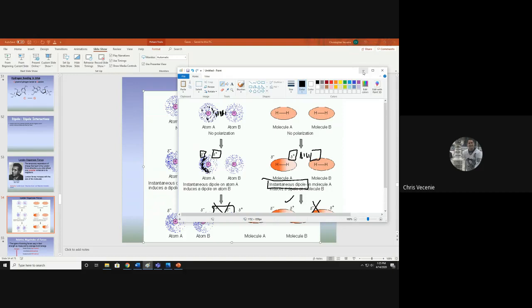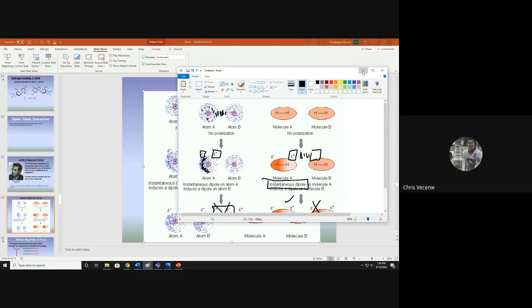So you've got London dispersion, weakest, but everything has it. You've got dipole-dipole, stronger. You have to be polar. And then you've got hydrogen bonds. They're the strongest of covalently bonded substances. And you have to have hydrogen attached to an N, an O, or an F.